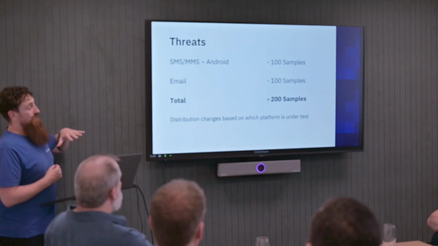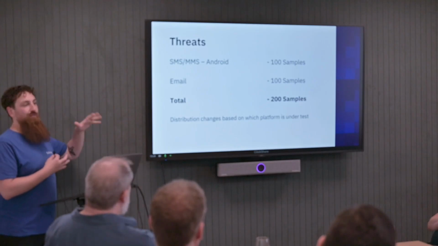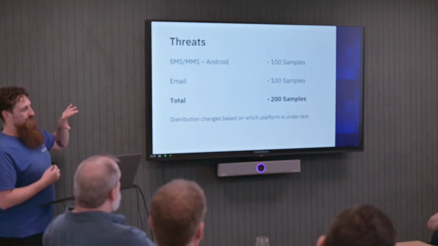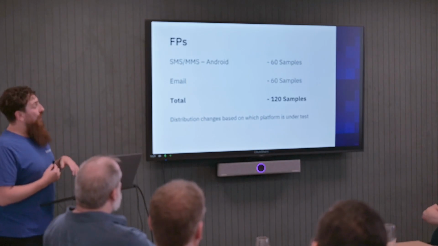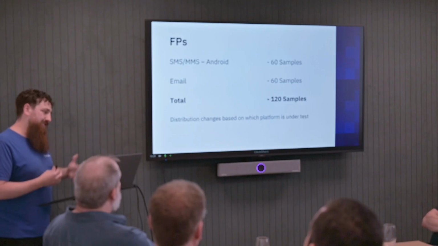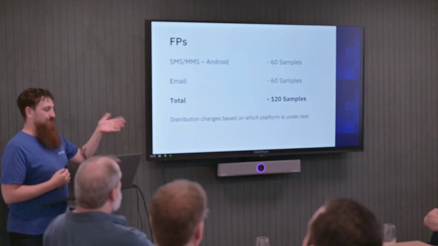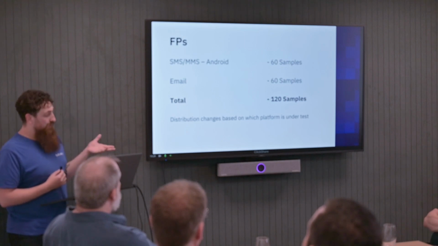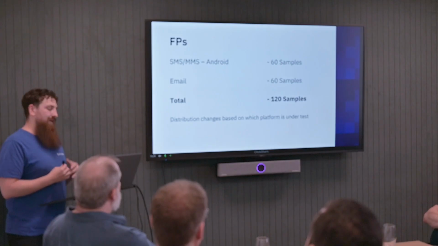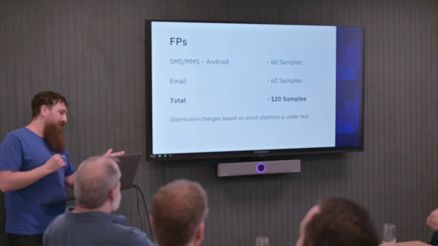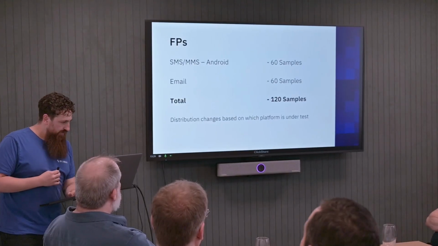Obviously, as the test evolves and adapts over time, the distribution will change based on how many platforms we're testing. But generally, it will be a split of the 200 samples. For FPs, obviously, you have to run FPs just to make sure people aren't stopping anything that comes through. SMS and MMS is 60 samples, email 60 samples, for a total of 120. Again, if we're adding more platforms, it will be distributed over those.